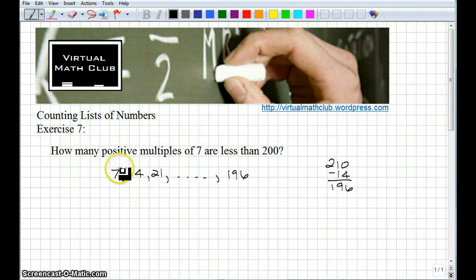So let's look at the difference between numbers. The difference between numbers is 7, which makes sense because we're looking at multiples of 7, right? So the difference between consecutive numbers is 7. So let's just divide by 7, and we'll get, what will we get? We'll get 1, 2, 3, all the way up to 196 divided by 7 is 28. So that's our answer, 28.